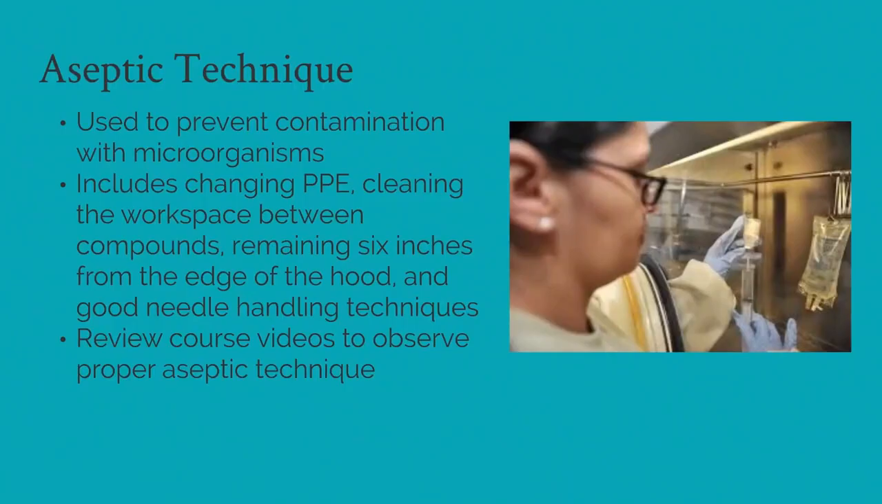So aseptic technique is something that's going to be used when you're doing sterile compounding. It's used to prevent contamination with microorganisms. It includes changing PPE, cleaning the workspace between compounds, remaining 6 inches from the edge of the hood, and good needle handling techniques. You can review course videos to observe proper aseptic techniques. These are posted within the chapter for you.